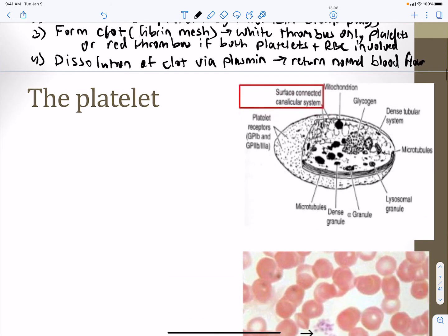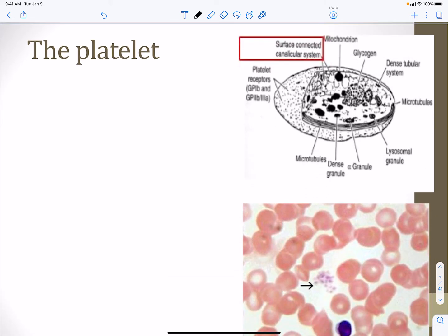Okay, so we're going to go into intrinsic and extrinsic pathways of clot formation, and then the clot will be formed. Before we get to do that, though, we have to talk a little bit about the platelet and what it is doing. As we mentioned, the platelet is non-nucleated, and it has a major role in forming a mechanical plug at a site of injury.